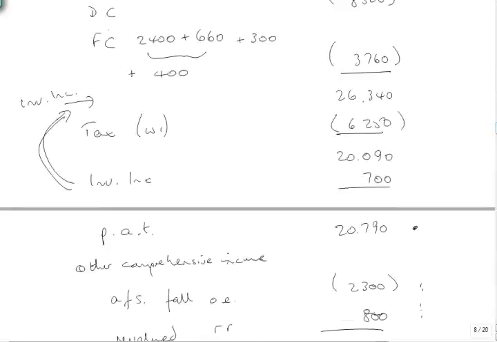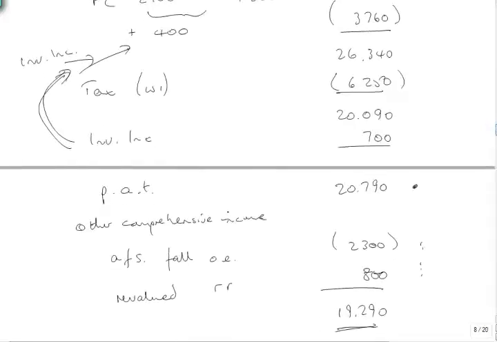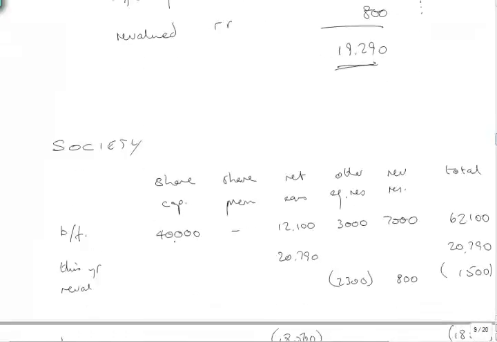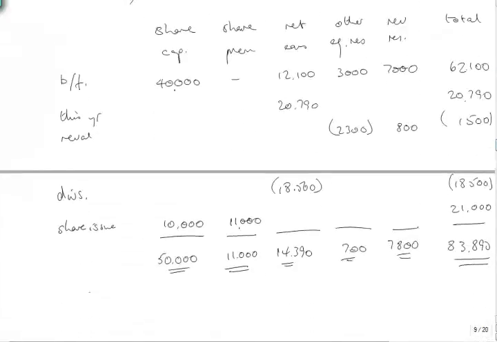I should never have forgotten that investment income. That should have been shown up there. Should have been shown up there, actually, shouldn't it? I think I can forgive myself for that.